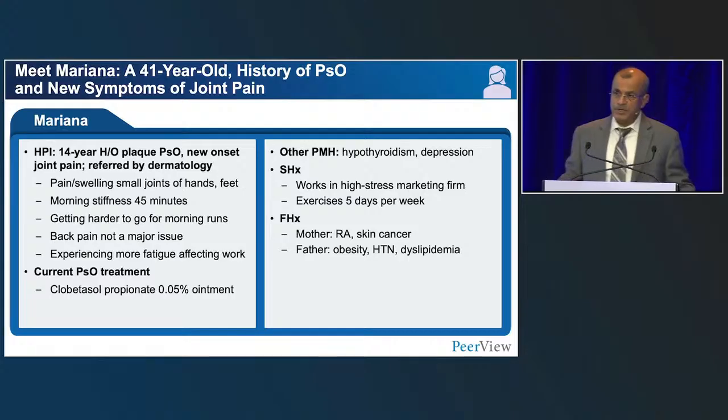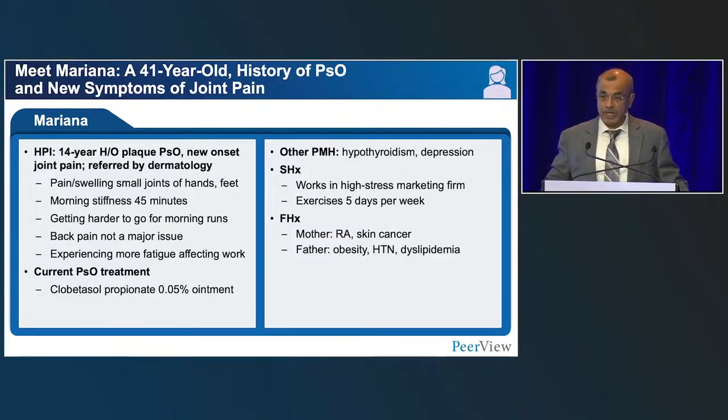So here we go. I'm going to present you 3 cases. This is the first case. These are not difficult cases at all. These are straightforward cases. The first case is going to be a new case of psoriatic arthritis. This is Mariana, who is a 41-year-old lady with history of psoriasis and new symptoms of joint pain. She has a 14-year history of plaque psoriasis, with new onset of joint pain. That's why she's referred by dermatology. She complains of pain and swelling in the small joints of hands and feet. She has morning stiffness of 45 minutes. It's getting harder to go for morning runs. Back pain is not a major issue.